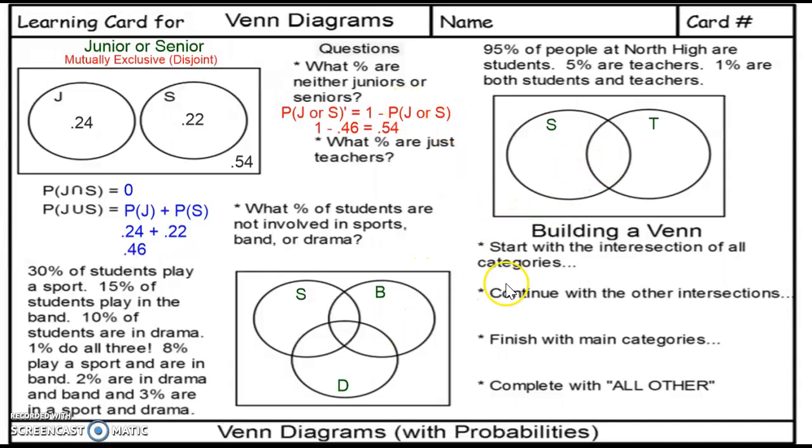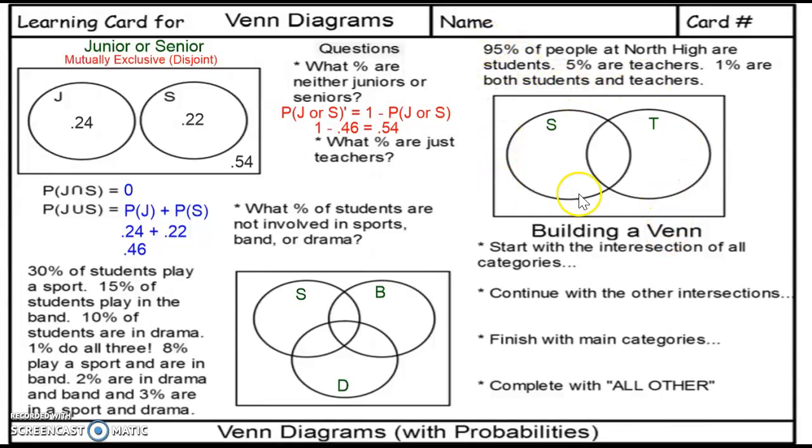Before we go to these other two Venn diagrams, let's look at the rules for building a Venn diagram. We want to start with the intersection of all the categories. After we look at the intersection of all the categories, we then continue to look at the other intersections if there are any. And then finally, we finish with our main categories and complete anything else that needs to be completed. So let's go through this.